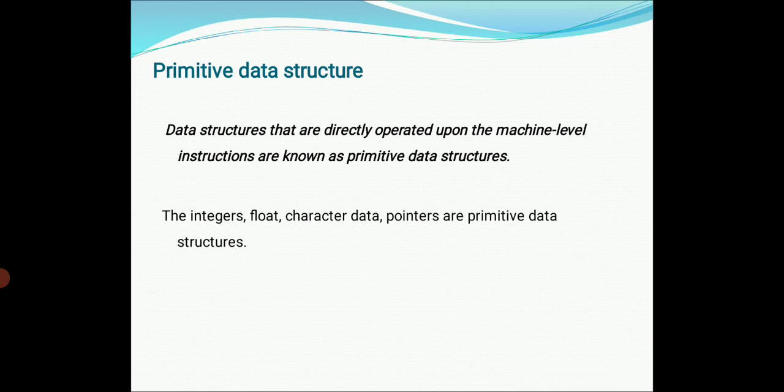First, let me explain what the primitive data structure is. These are the data structures that are directly operated upon by machine level instructions. This we can call the primitive data structure. Already I told you some examples: int, float, char and double. Pointer also. For example, int is a data type which holds 2 bytes of memory. So this is one general example.